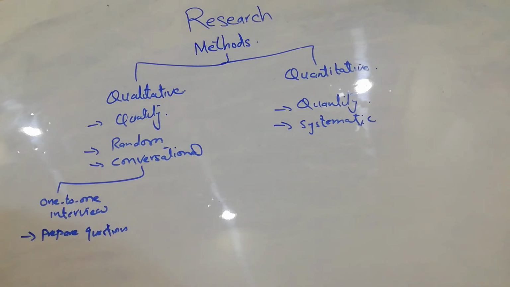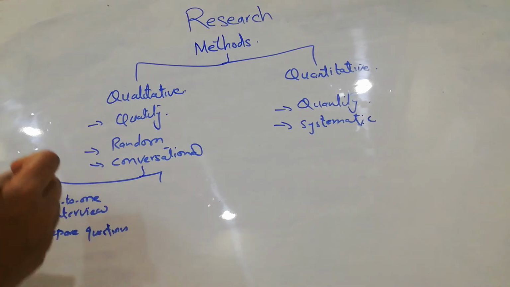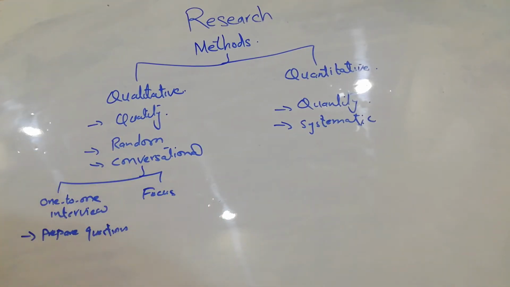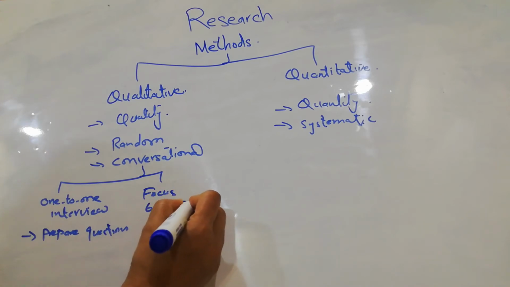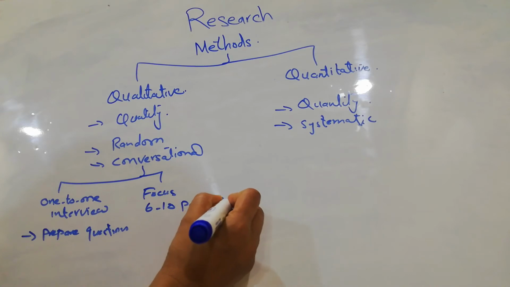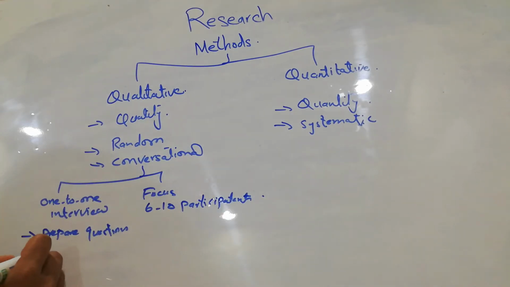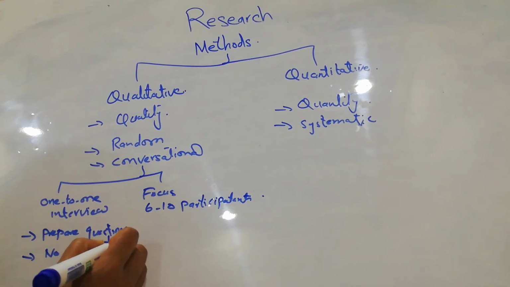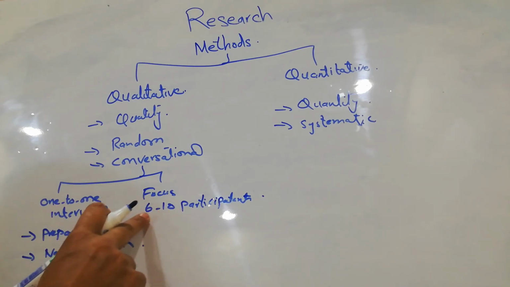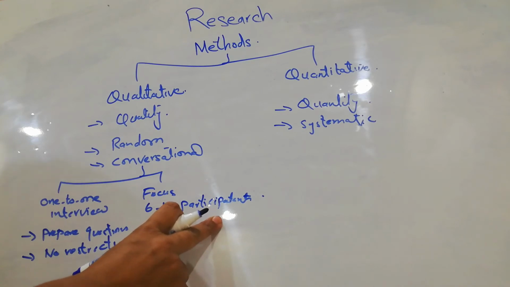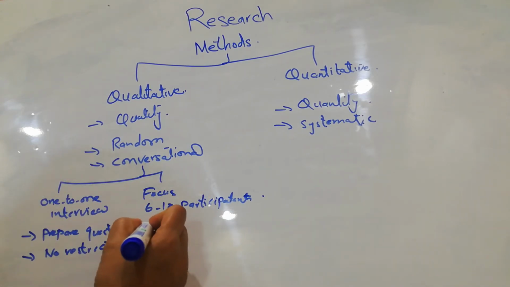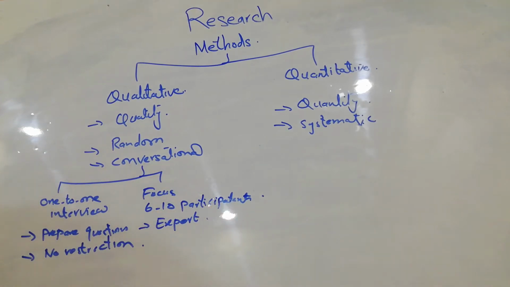The second type of research done through the qualitative approach is focus group research. In this you can use a small group that could be comprised of 6 to 10 participants. In a one-to-one interview, there is no restriction on numbers, while in a focus group, you are restricted to 6 to 10 participants, and these participants are basically experts in the field in which you are doing the research. They are experts in the subject matter, and a moderator is then assigned to the focus group who facilitates the discussion.